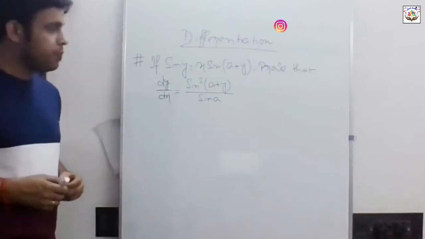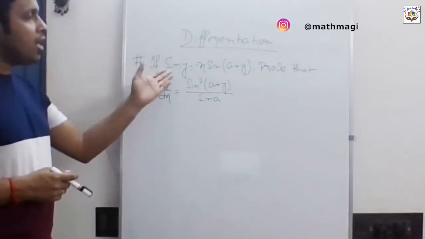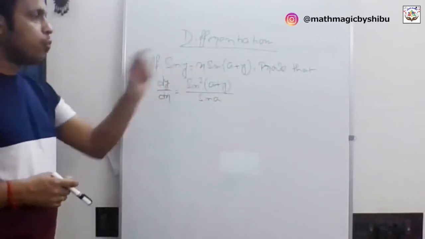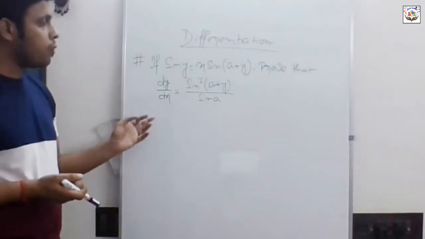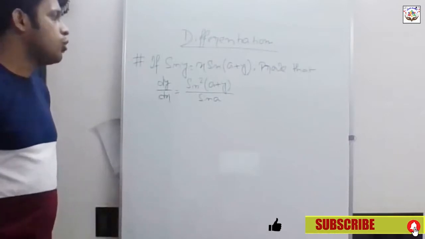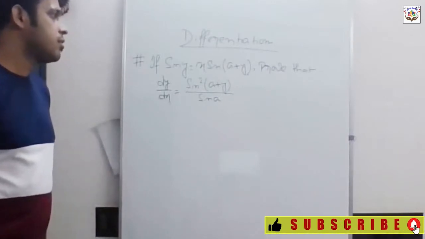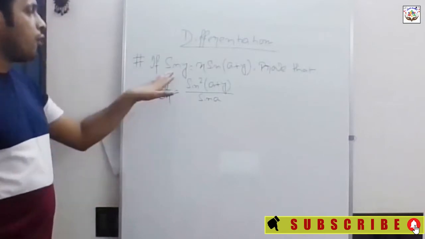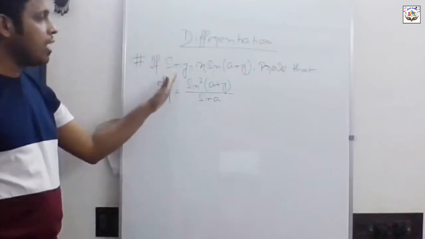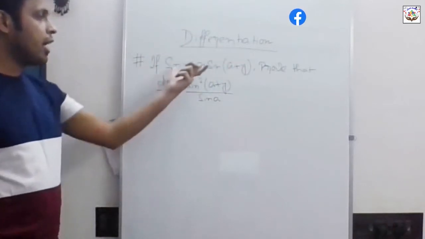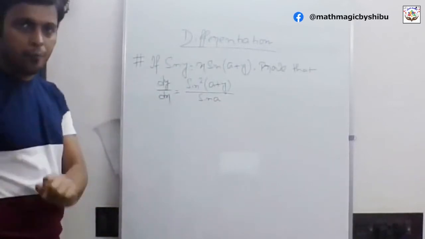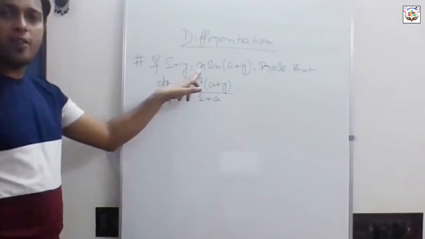So in our next problem, we have: if sin y equals x into sin(a plus y), then we need to prove that dy/dx equals sin square(a plus y) divided by sin a. As you can see from the given expression, on both sides we have sin, like sin y and sin(a plus y). So you can easily see that there is no scope to separate the y variable. We have a scope to separate the x variable only.